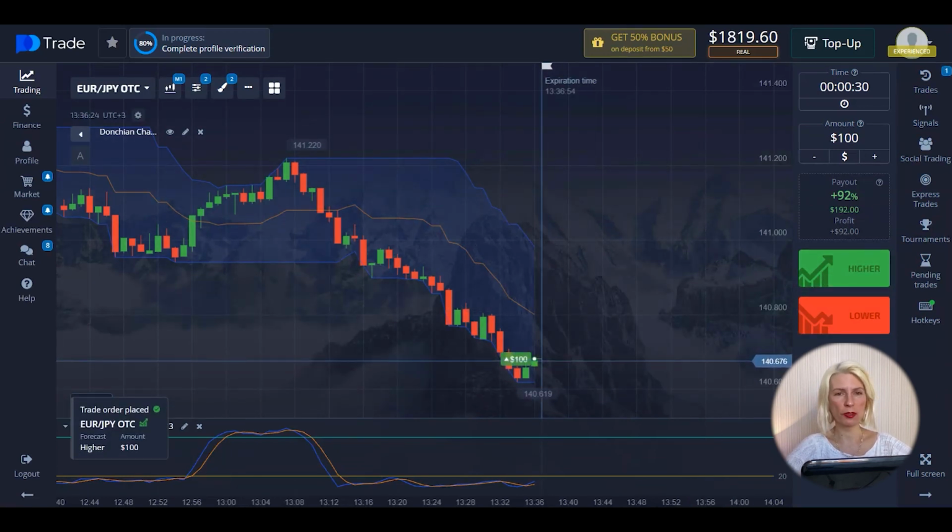After analyzing the quotations, we enter an up trade. Keep the risks in mind, and we keep the bet at $100, which makes about 5.5% of the deposit at the beginning of today's trading session.